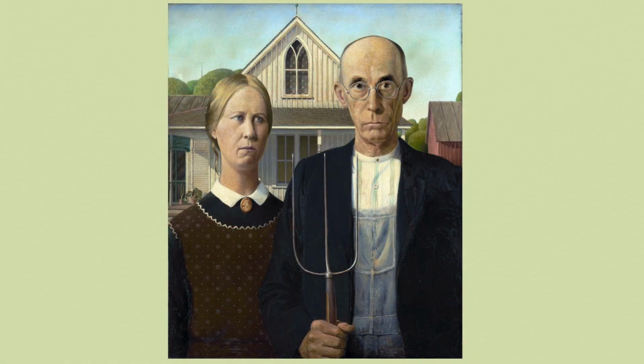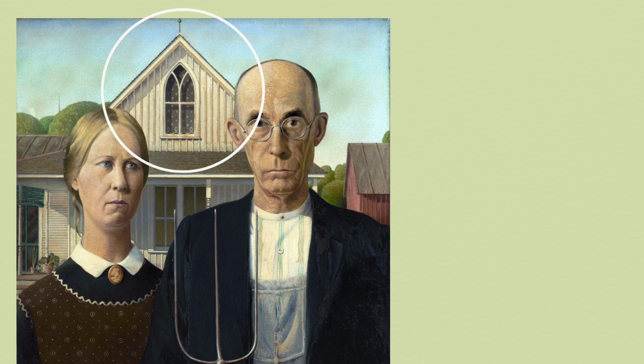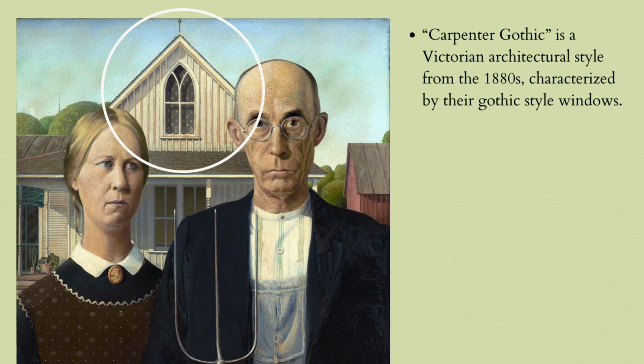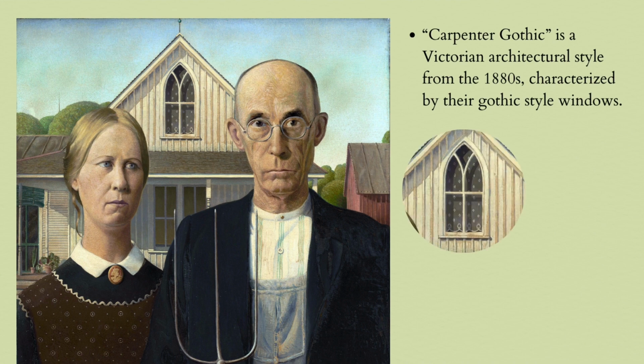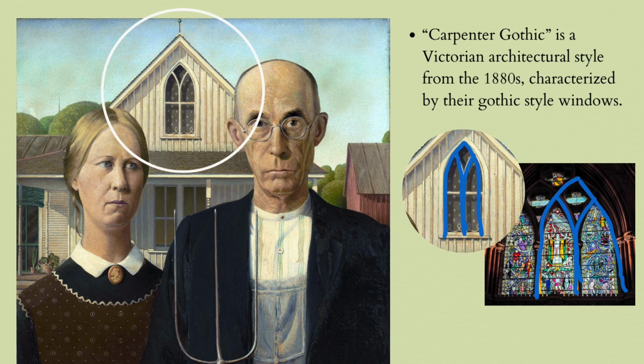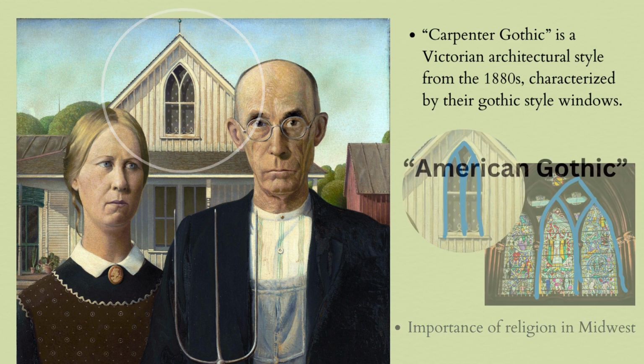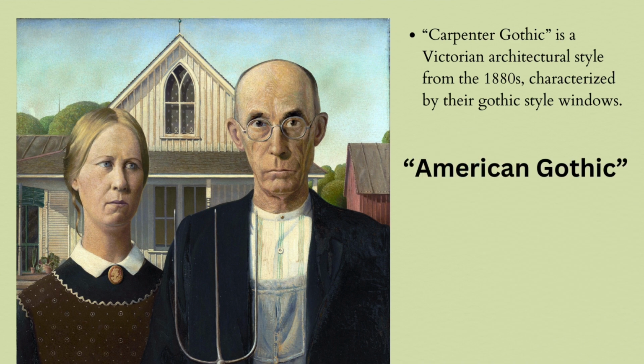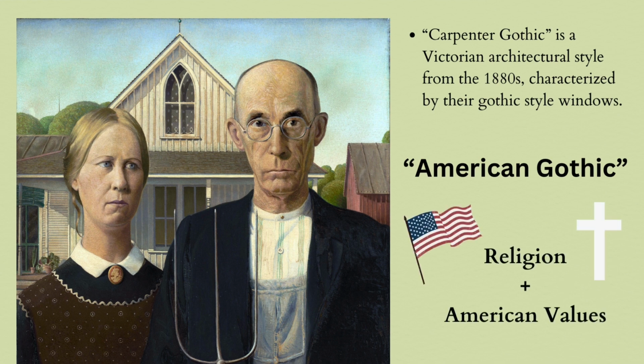Content. In the American Gothic, a house is featured behind the pair, built in an 1880s Victorian architectural style known as Carpenter Gothic, which can be seen in the Gothic-style window between the two subjects. This Gothic style also suggests the importance of religion in their lives living in the Midwest. The title American Gothic is a play on words because of Wood's depiction of both religion and American values in the painting, both important to rural Americans in the 1930s.